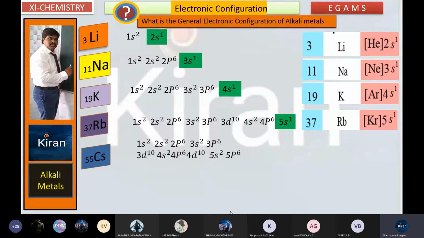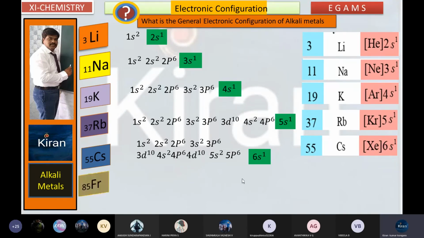Finally, cesium: 1s2, 2s2, 2p6, 3s2, 3p6, 3d10, 4s2, 4p6, 4d10, 5s2, 5p6, and 6s1. This is the general electronic configuration of cesium. The nearest noble gas of cesium is xenon. Xenon atomic number is 54. Cesium atomic number is 55. That is the reason xenon core 6s1.